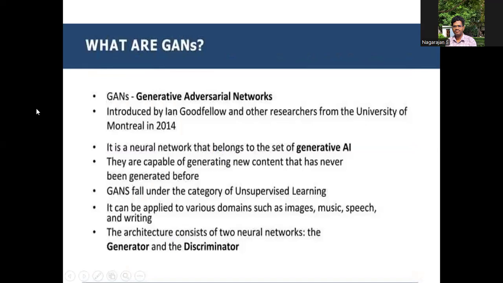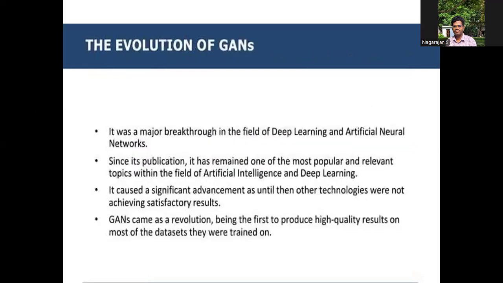So what are GANs? Generally, these are networks very familiar and come under the category of neural networks. It's also one of the set of generative AI too. Moreover, it has the capability of generating new content easily that was never generated before. It also comes under the category of unsupervised learning. You can apply the GAN to various domains such as images, music, speech and so on. And the evolution of GANs has brought many advancements and high quality results.